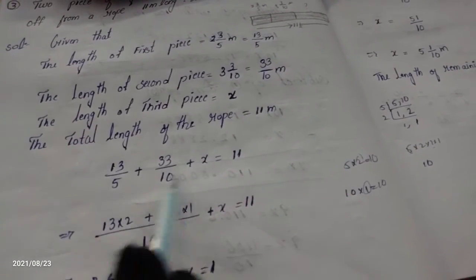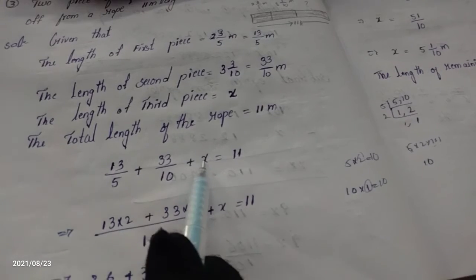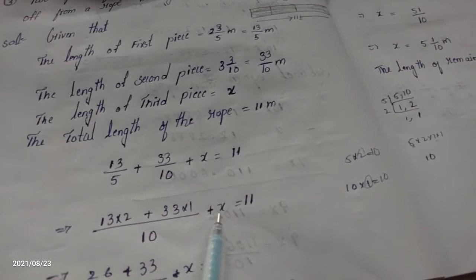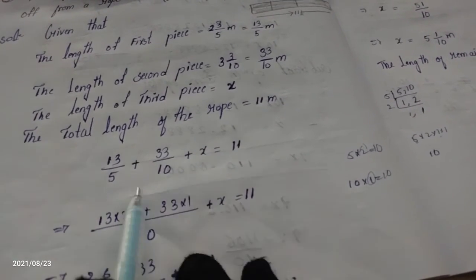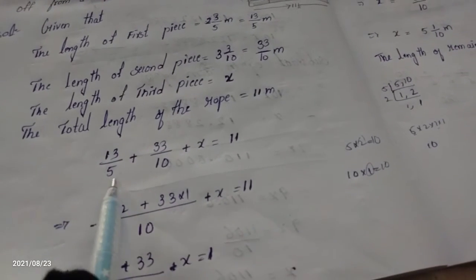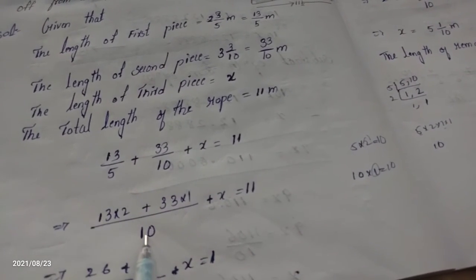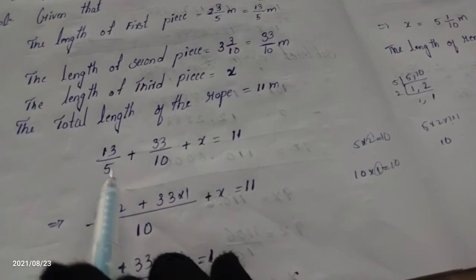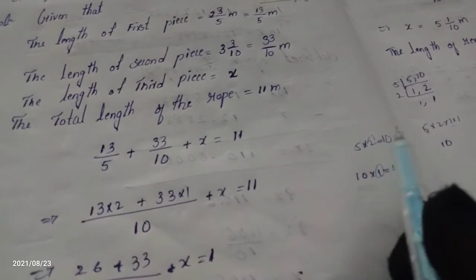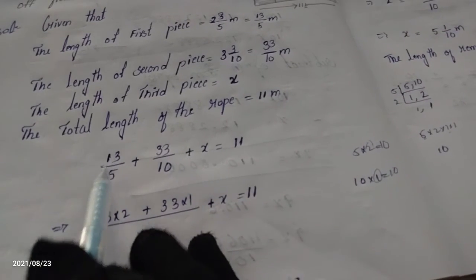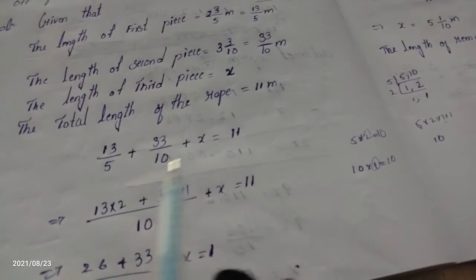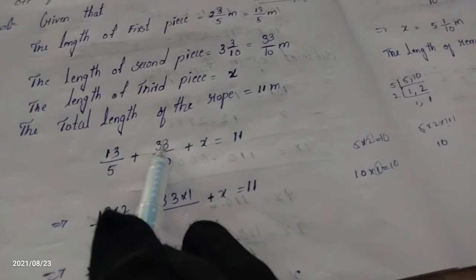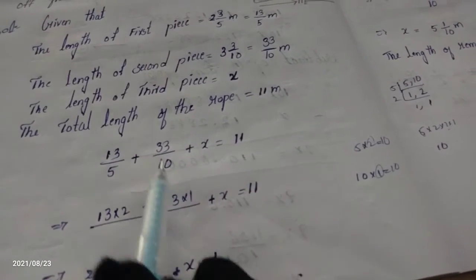You have to simplify these two numbers, and we don't need to touch the x value. The LCM of these two numbers is 10. 5 2s are 10, so we multiply 13 by 2, plus 10 1s are 10, and 33 1s are 33.